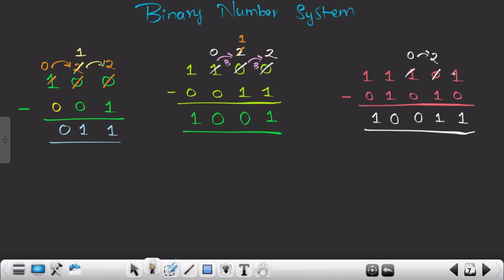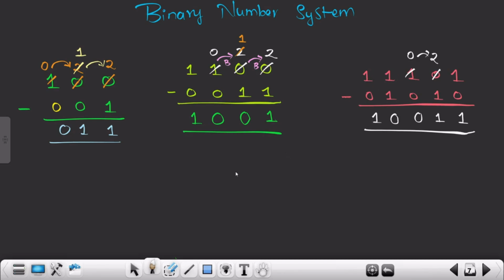Again, I will explain. 1 minus 0 is 1. 0 minus 1, we cannot perform this operation, so we made 0 as 2. And the moment we made this 0 as 2, that means we are borrowing one digit from this particular number. That means we need to reduce it by 1, so this would be 0, right? And 0 minus 0 is 0, 1 minus 1 is 0, and 1 minus 0 is 1. So this is the answer that we got.